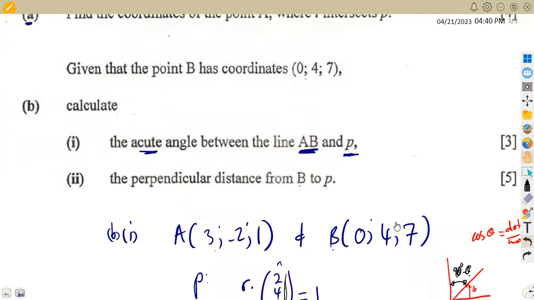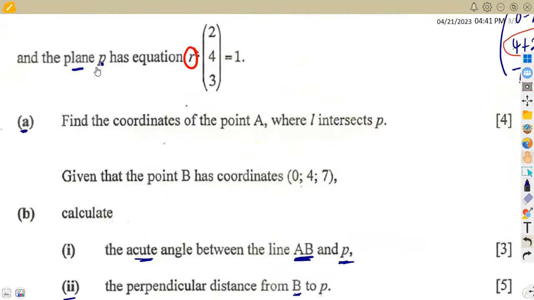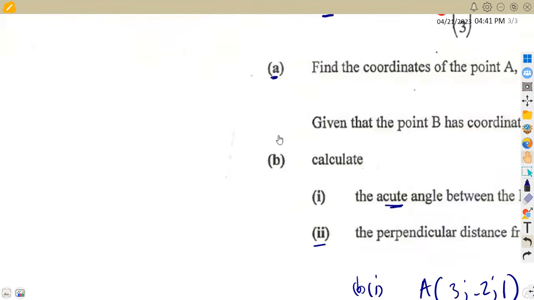So let's move on to B item 2, which is carrying 5 marks in this case, on determining the perpendicular distance from B to P. What is B representing? That is what you are supposed to be very, very careful with. B is a point, and P is representing the plane. So the question is asking us in this case to determine the perpendicular distance from a point to a plane. So how do you determine the perpendicular distance from a certain point to a plane?